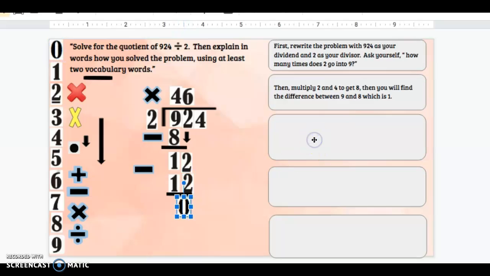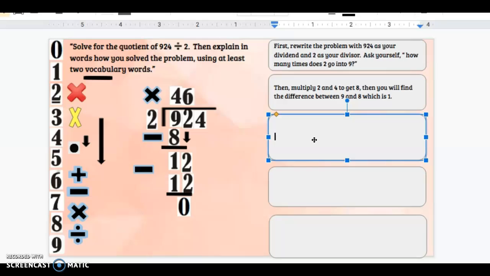So then we're going to type that up and say that's what we did. Next, bring down the next digit, which is 2, and ask yourself, how many times can 2 go into 12? Now you're going to multiply 2 and 6 to get 12, and then subtract 12 from 12 to get 0.